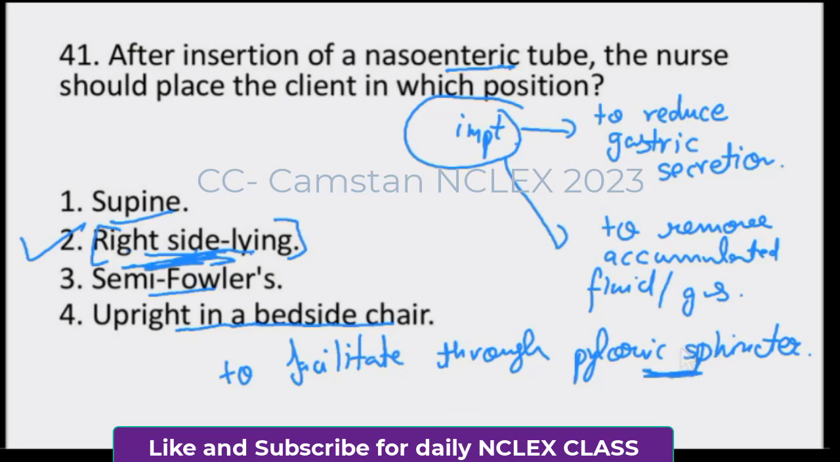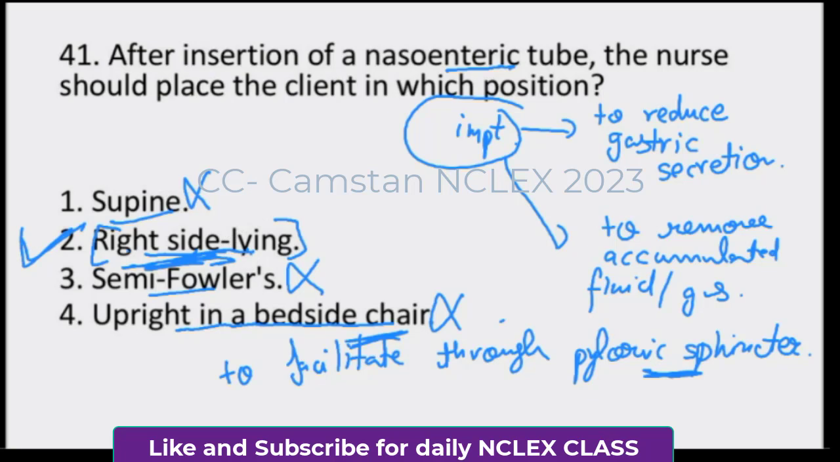This is necessary. And after the tube enters the intestine, the client is turned from side to side, or we can encourage him to ambulate, so as to facilitate the tube movement through the intestinal loops, which is not possible in these positions, that is supine, semi-Fowler's, and sitting in a bedside chair. Right. So the correct option is the second one, that is right side lying position.